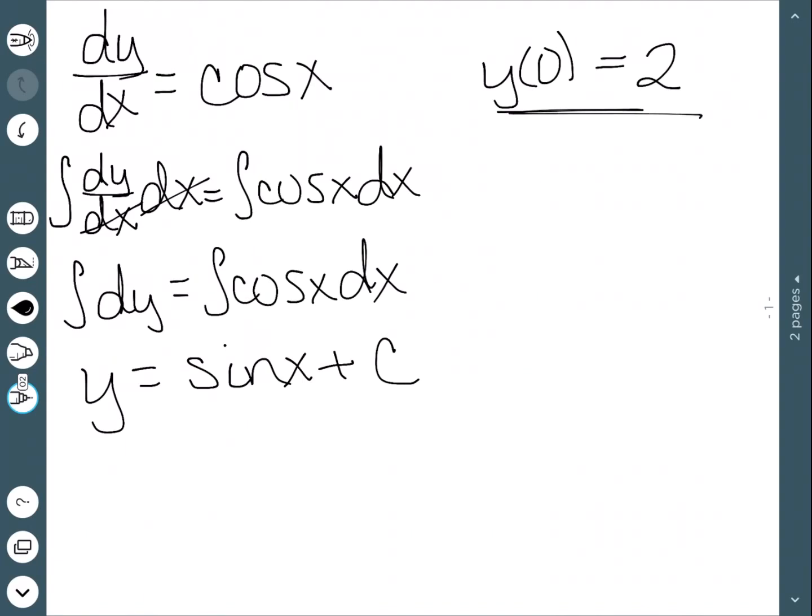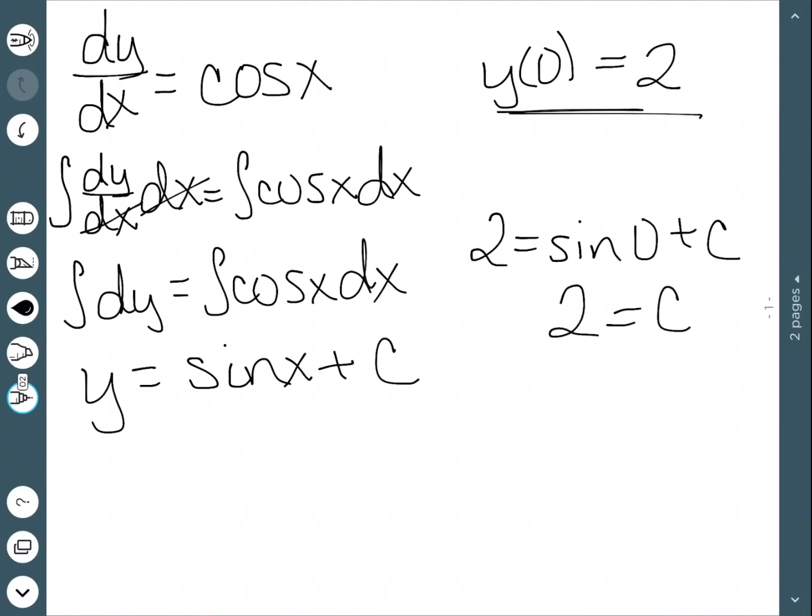We also have this initial condition that says this is equal to 2 whenever x is 0. We know that sine of 0 is 0, so c is 2. So I have my solution y equal to sine x plus 2. Let's look at one more of these and then we'll move on to something a little more complicated.